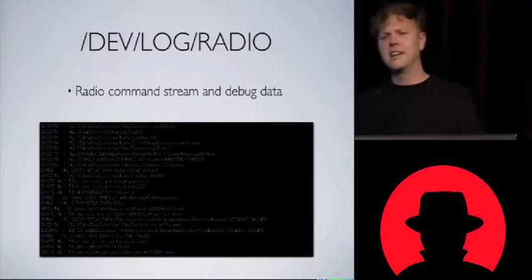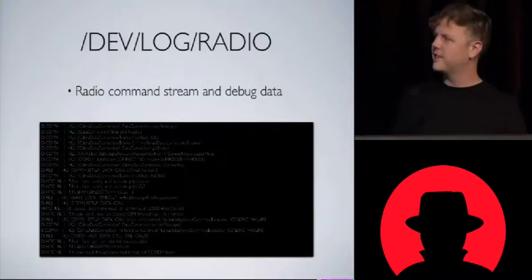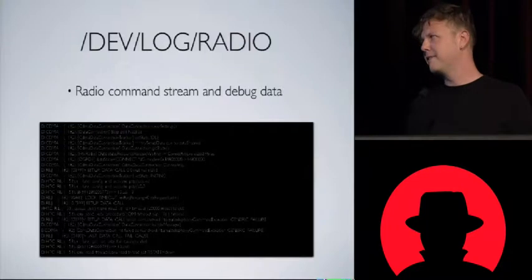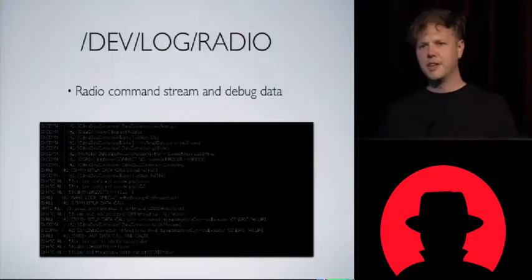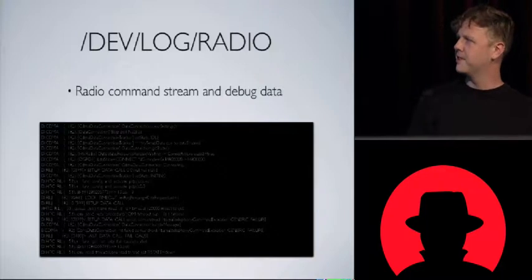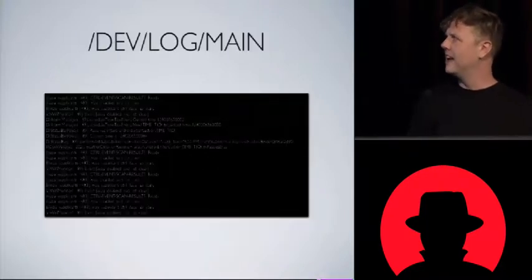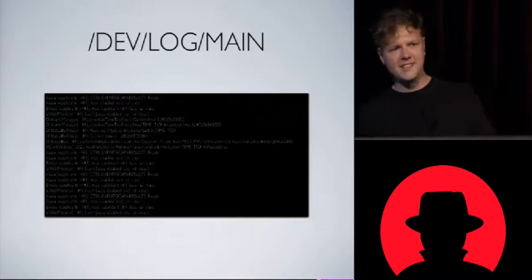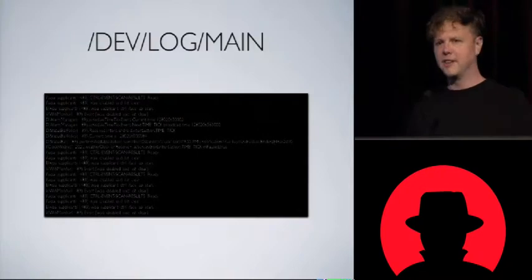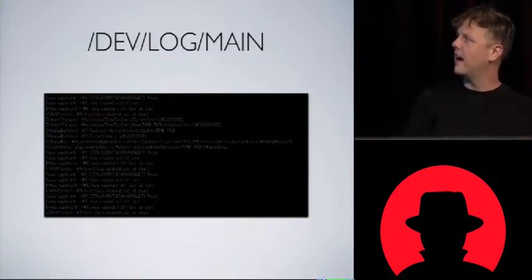Devlog radio contains the log output stream for the system radio. Typically, this includes a lot of command stream gibberish that most people don't want to pay any attention to, but there are some interesting events that pop up in there as well. And then devlog main is actually, as I said, the main application log. When your typical market downloaded application uses the log facility, this is actually where the output ends up.